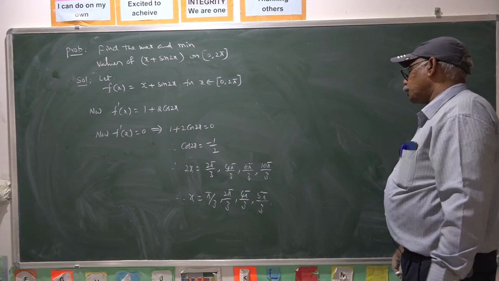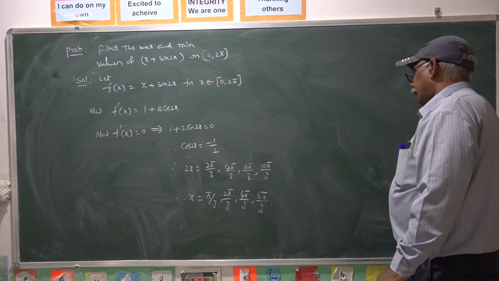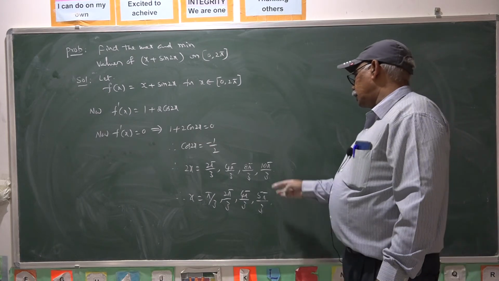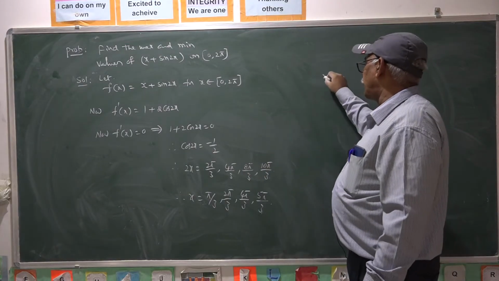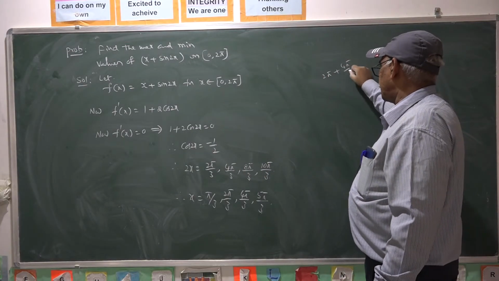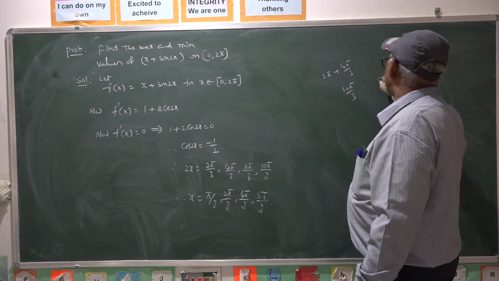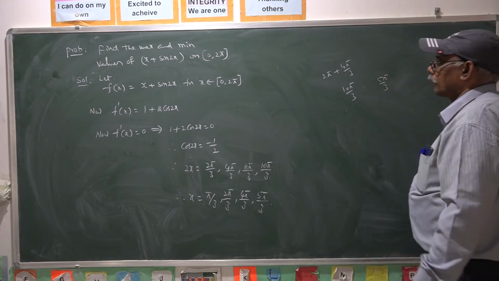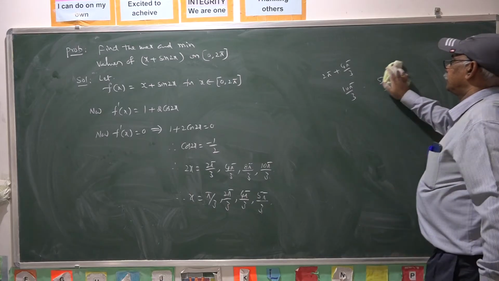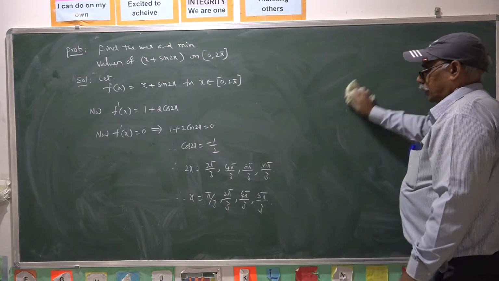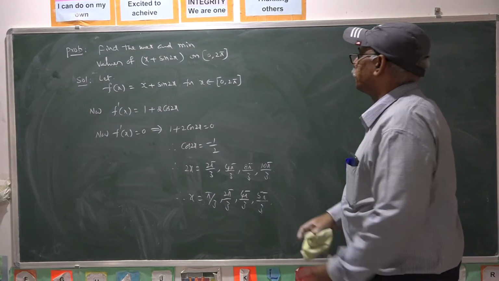Pi plus pi by 3, this is 2 pi plus pi by 3, and 2 pi plus 4 pi by 3 is 10 pi by 3. So at these 4 values, the first derivative becomes 0.